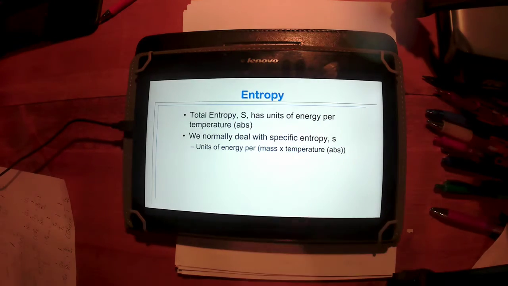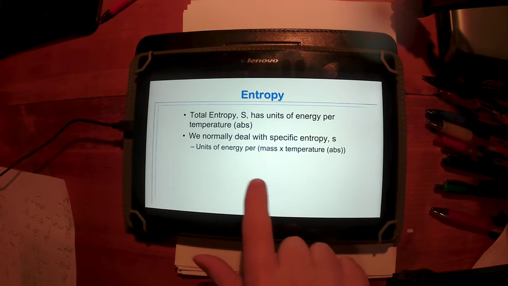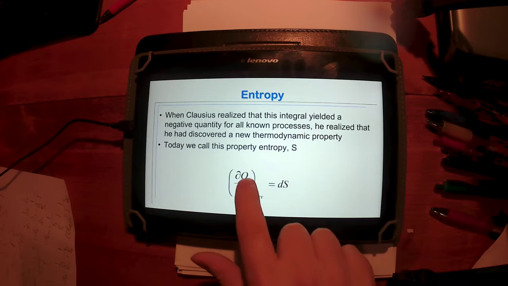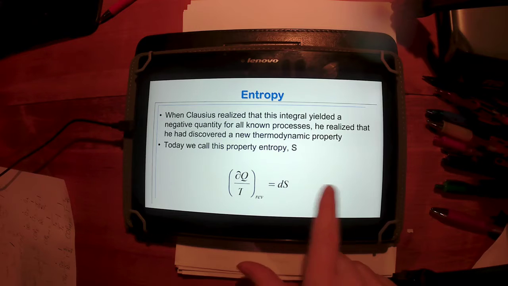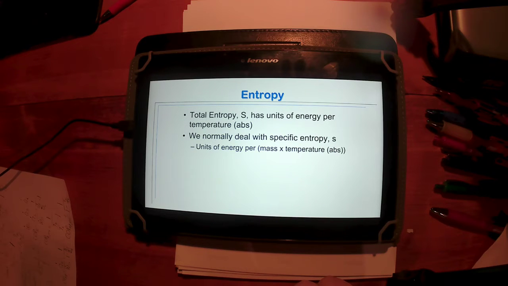Again, total entropy is designated as S, and that's true in almost all thermodynamics textbooks I've encountered. That has units of energy per temperature, and you can see that here, right? That is an energy divided by temperature, so this has to be energy divided by temperature. Absolute temperature, Kelvin or Rankine, is just fine here.